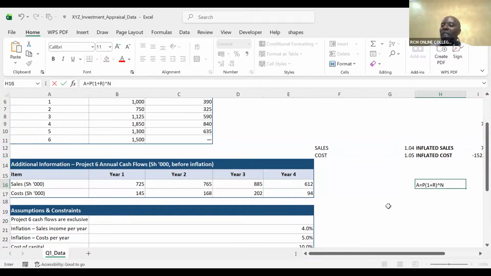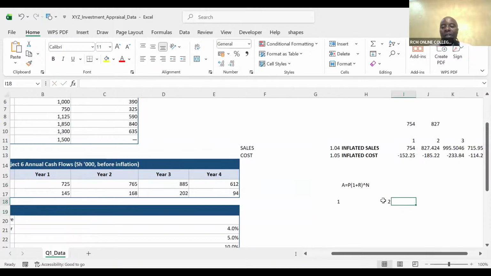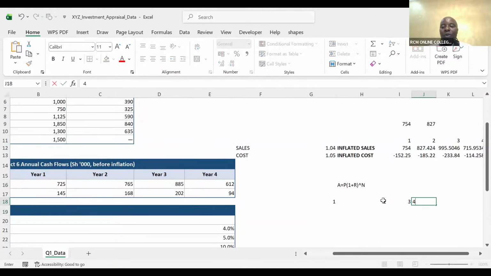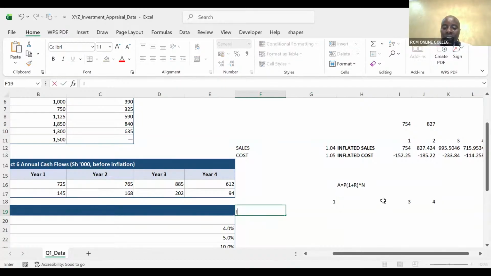And then once we got that, ladies and gentlemen, to be able to get now inflation amounts for the other, I came and wrote down here 1, 2, 3, 4. We wrote like that. And then we came here and looked for what? We looked for these inflated sales. So inflated sales. This is what we did to get inflated sales. Inflated sales, I'm just repeating here.